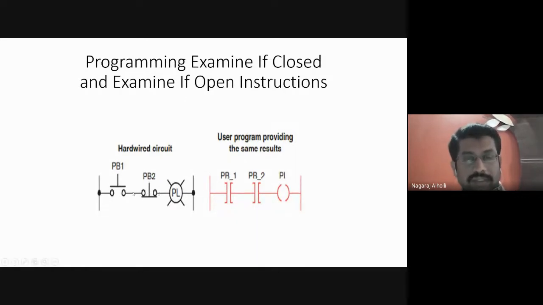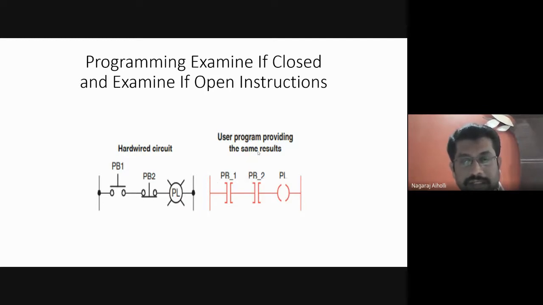Okay, so in that way, when both of them are becoming true, then the pilot light or the output will be glowing. The same is being indicated by the ladder diagram. This is the examine if closed instruction. This is how it is indicated, in the form of bracketed instructions: one opening bracket, one closing bracket. That is the way in which the XIC instruction, that is the examine if closed instruction, is used.